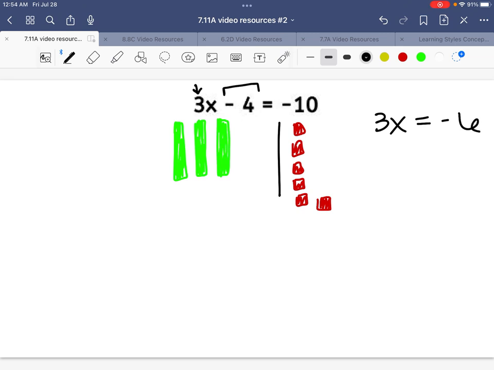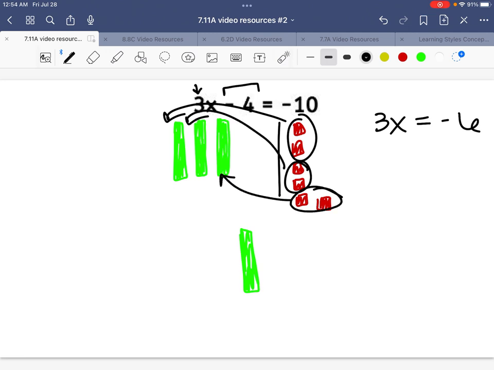So this is just another one-step equation. I know 3 groups of x is equal to negative 6. So I want to find out what only one group of x is. So what I can do is I can share all of these 6 negatives equally into the 3 x's. So 6 shared into 3 groups of x tells me that 2 negatives go with each x. So one whole green x is going to be equivalent to 2 negatives. So I'm going to say x is equal to negative 2.